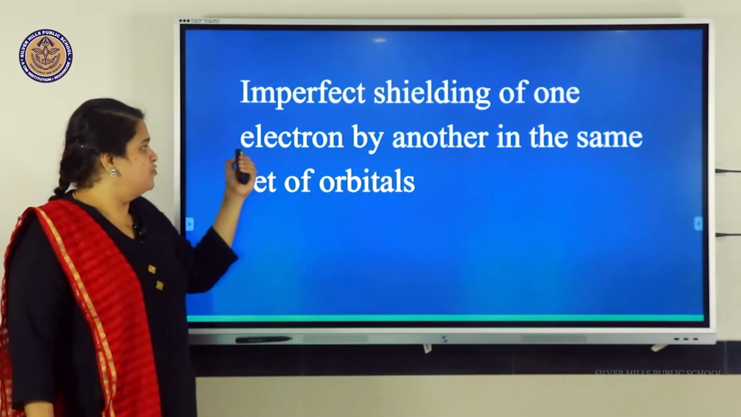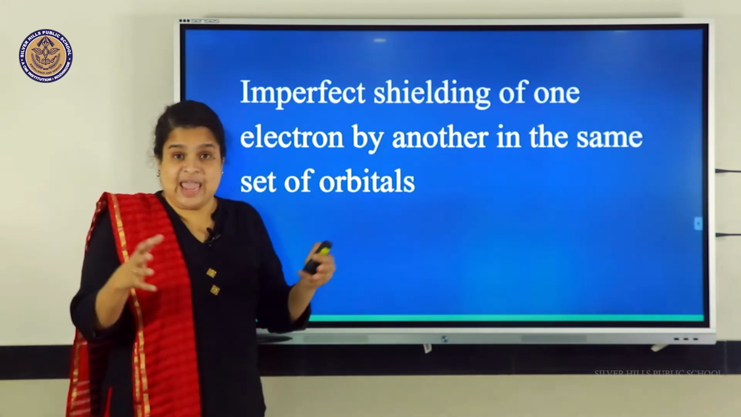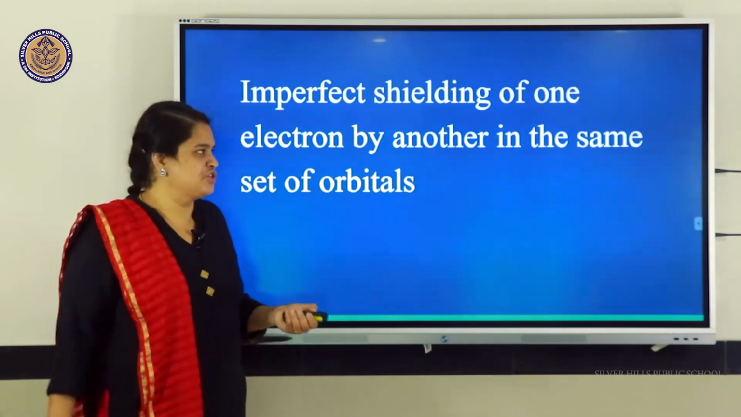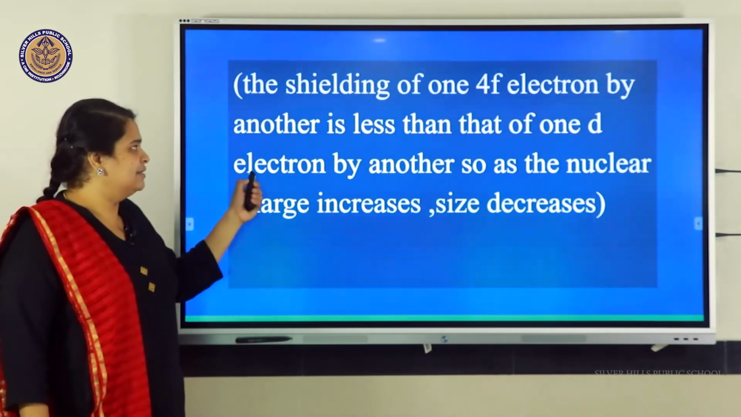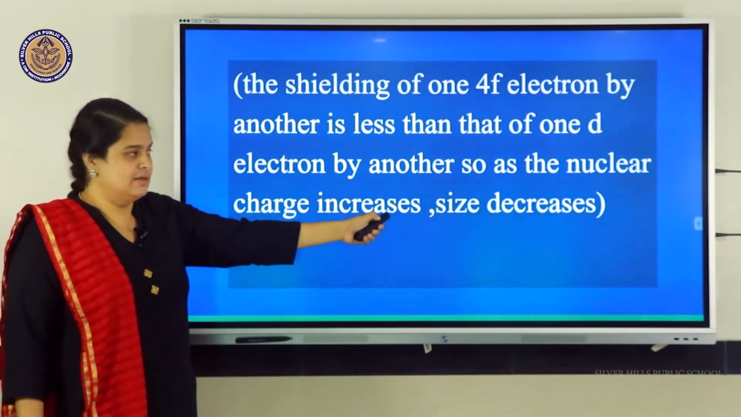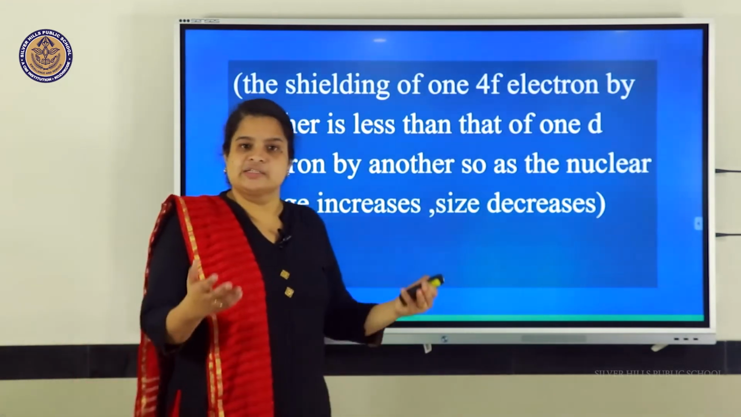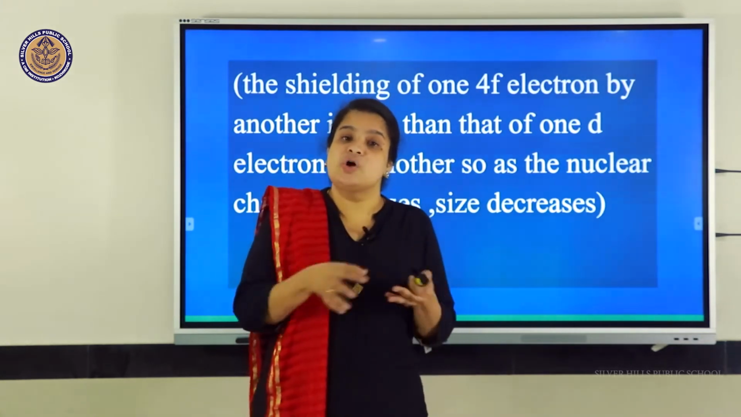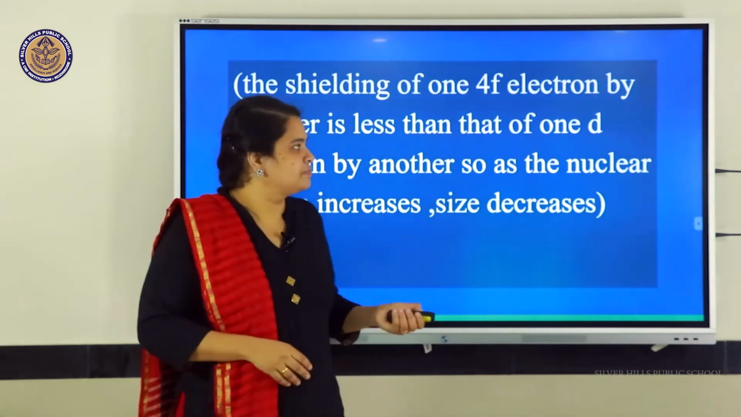Imperfect shielding effect of one electron by another in the same set of orbitals, that is the same f subshell, is very poor. It has imperfect shielding effect. The shielding effect of one 4f electron by another is less than that found in one d electron by another. So, if nuclear charge increases, size decreases. When you consider the f and the d, who has imperfect shielding, it is f. So, if you have more electrons in f, they will have very poor shielding effect.